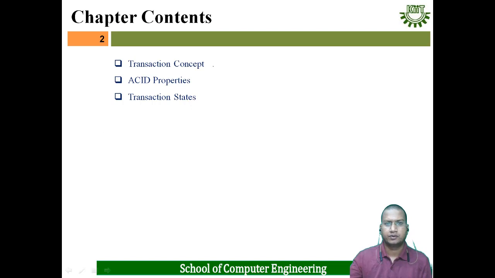Then we will see the ACID properties. Every transaction should satisfy four properties. That is, A stands for atomicity, C stands for consistency, I stands for isolation, and D stands for durability. We will completely see what these ACID properties are in this lesson.